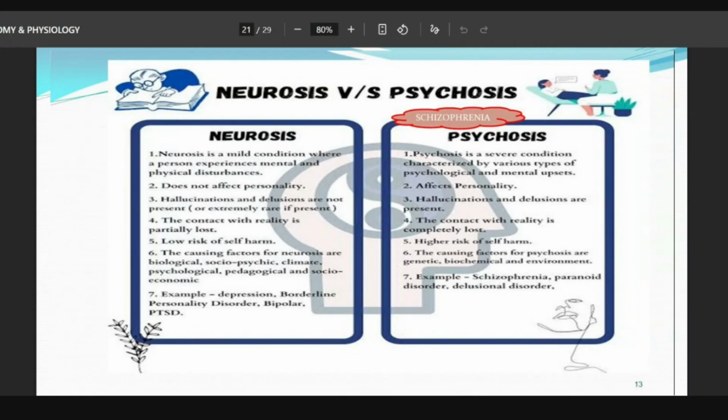It also generally runs in families, but it gets triggered after something has happened in their childhood, or some trauma has happened. So PTSD is also a neurotic condition. तो ये याद रखना. व्हाट इज न्यूरोसिस.